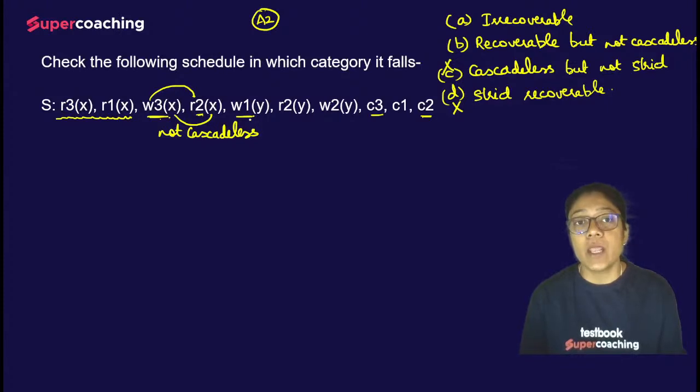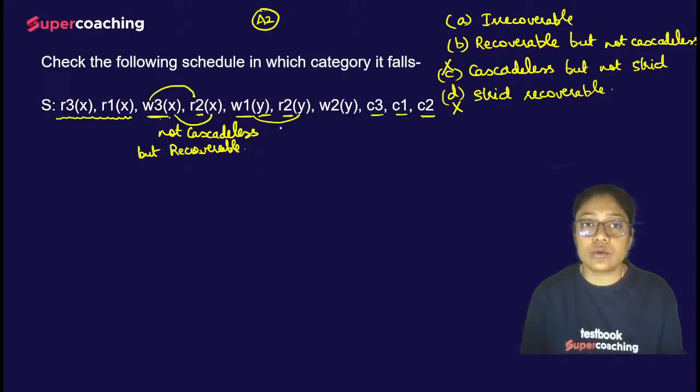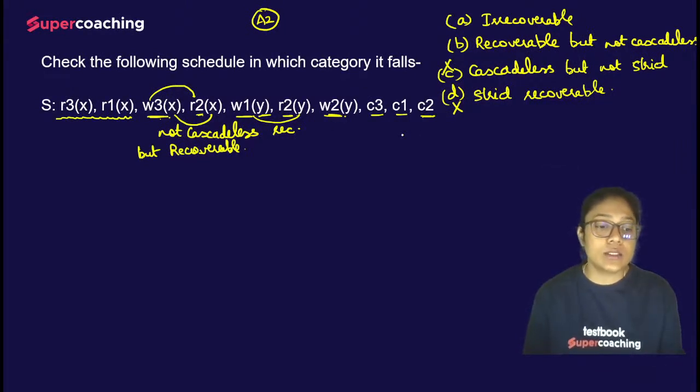Now let's come here. Here T1 is writing the data item Y, but this is recoverable. Cascadeless नहीं है, but recoverable है ये वाला pair. From here we get T2 is performing the read operation. So this means that T1 should get committed first before T2. So here also this is recoverable. Then this is performing the write operation, so definitely it's not creating any problem. So the given schedule is recoverable, but neither cascadeless nor strict.